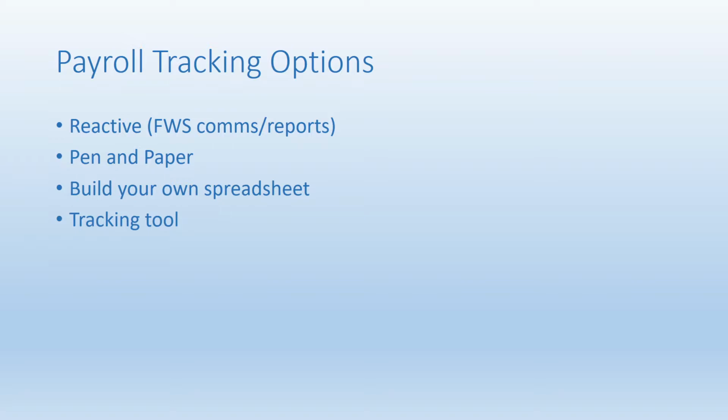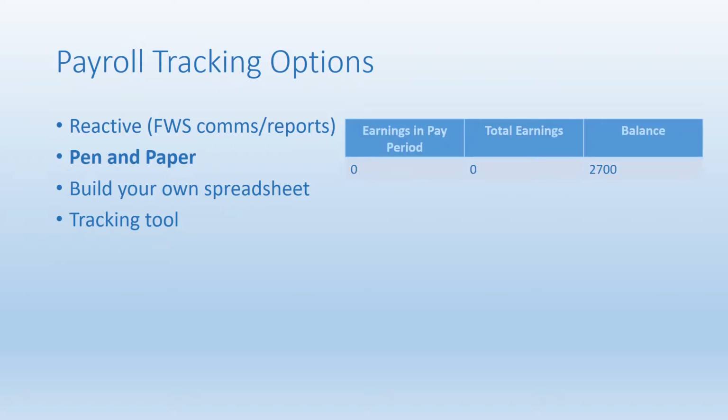Now we have other options besides being reactive, which we would encourage you to employ one of the following 3. You can use a pen and paper approach, which is simply writing down the amount that the student has earned in each period and their balance, and subtracting through to find the most recent information. Now this is time sensitive, it's time intensive, and it's easy to make a mistake using hand-based arithmetic. So instead, we'd encourage you to use one of the last 2 tools.